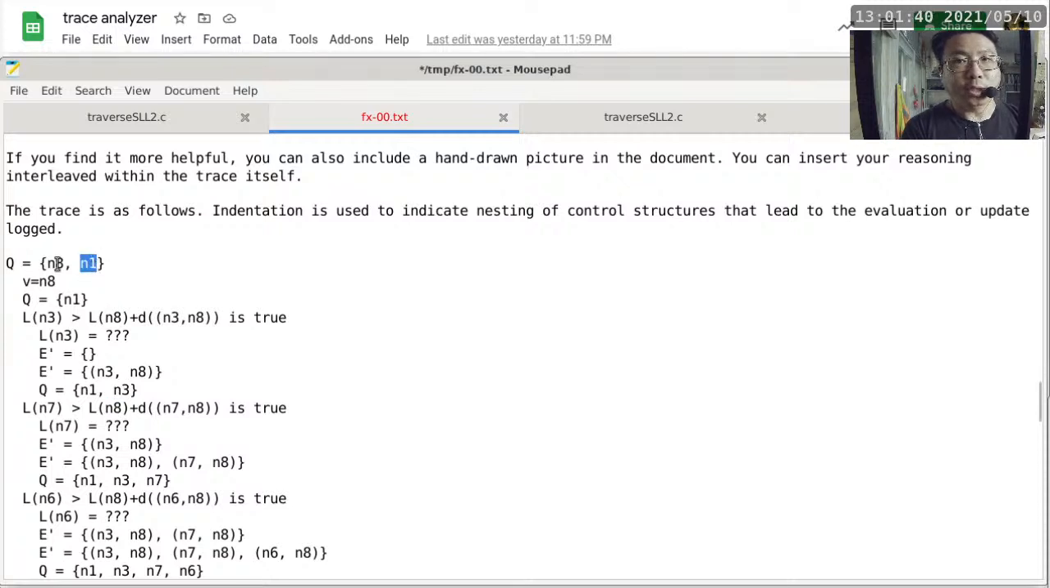We know n1 is in the graph. We know n8 is in the graph. We also know that n3 is in the graph as a vertex. But we also know quite a few more things, because of the initial condition of Q. So I'm going to have you look into how we initialized the set Q in Dijkstra's algorithm. That's one question you have to ask yourself.